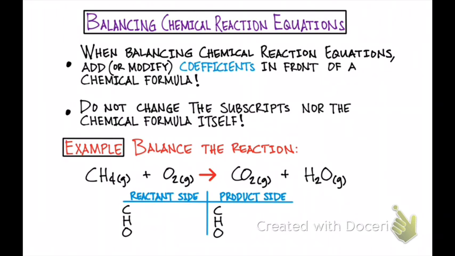On the left, we have 1 carbon, 4 hydrogens, and 2 oxygens. And on the right-hand side, we have 1 carbon, 2 hydrogens, and 3 oxygens. Here you can clearly see that the number of atoms for each element are not the same, not balanced, except for carbon.